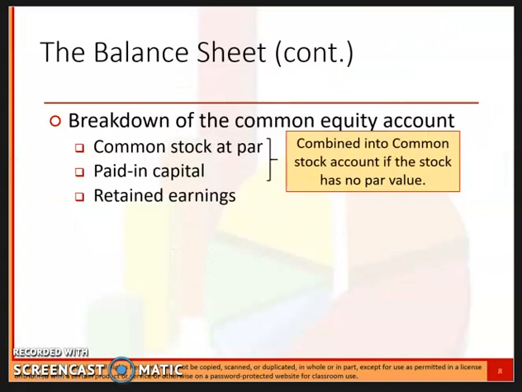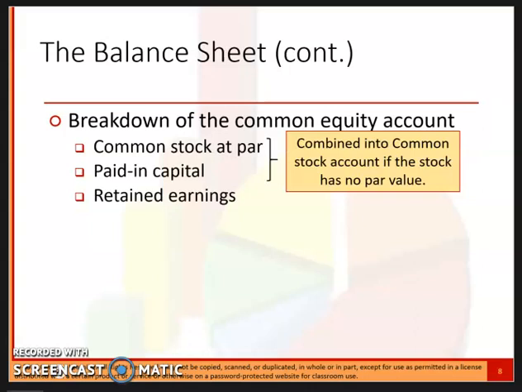The common equity account is broken down between common stock at par, and then paid-in capital, and then retained earnings. These two are combined if the common stock doesn't have a par value.